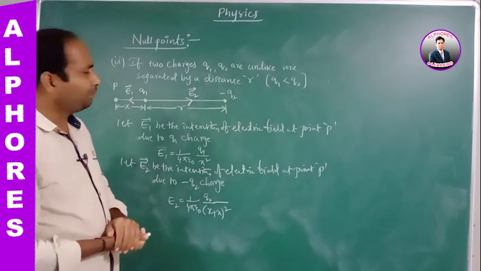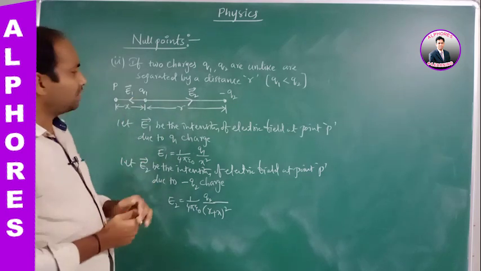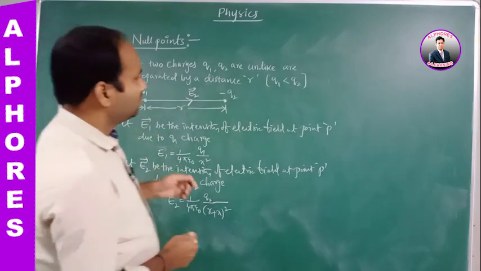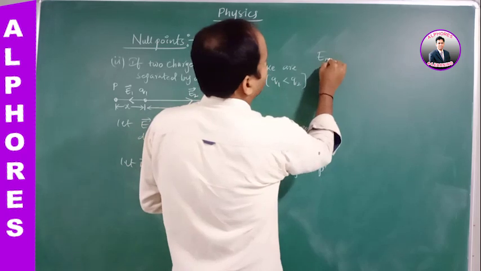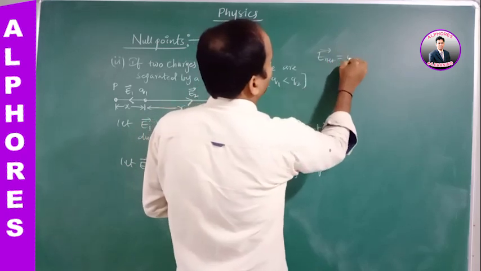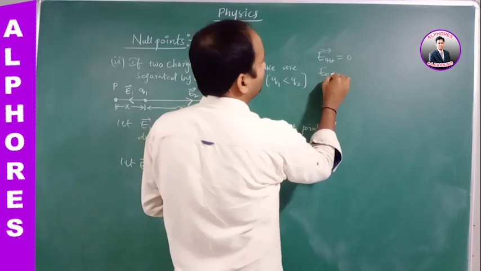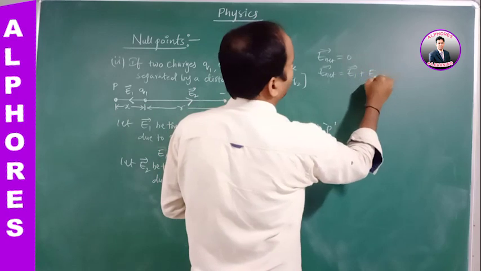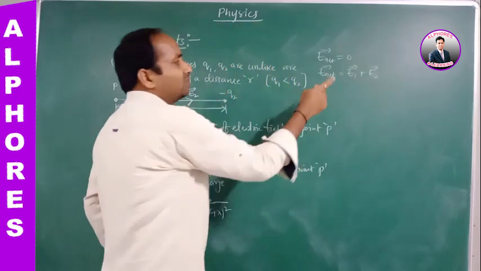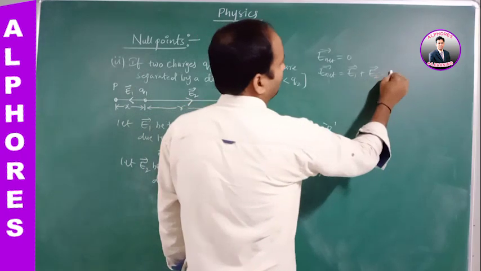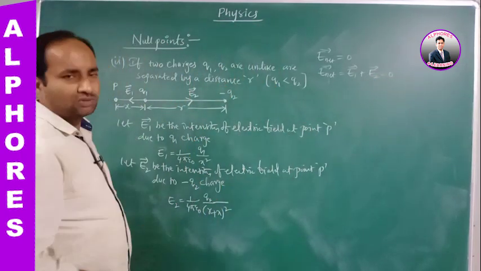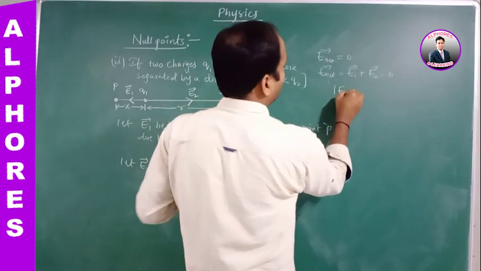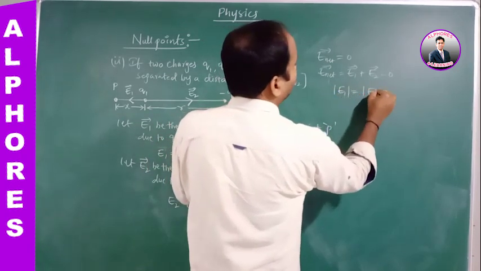So to obtain the null points, already the directions are opposite. So if the magnitudes are equal, then the null point is obtained. So net intensity of electric field is 0. That is E net is equal to the vector sum of E1 bar plus E2 bar, is equal to 0. Directions are already opposite, so you should equate the magnitudes. Magnitude of E1 is equal to magnitude of E2.